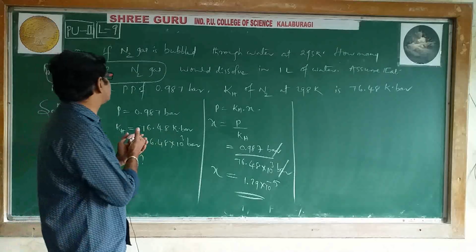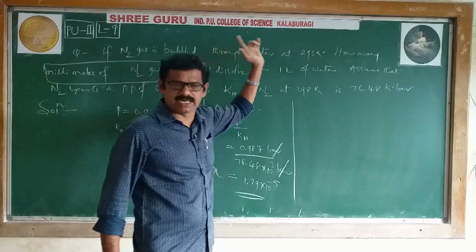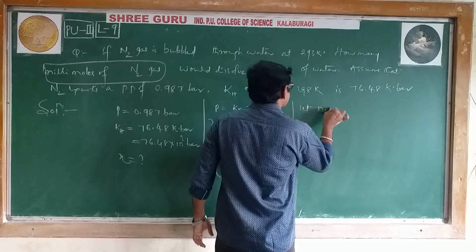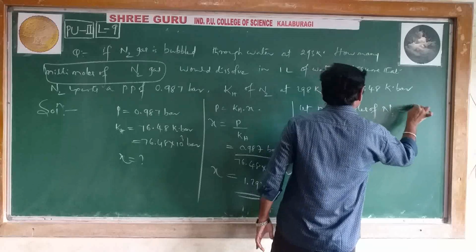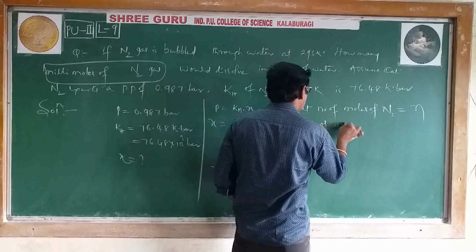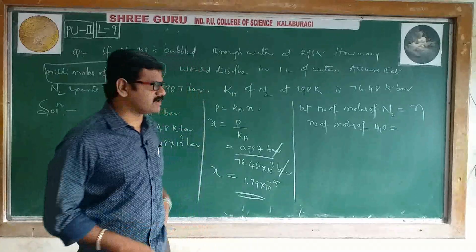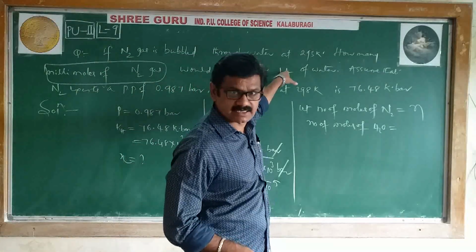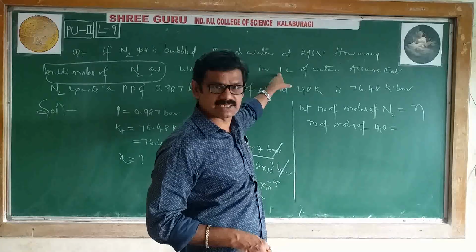Then what components are there? Nitrogen is present as well as water. Nitrogen is one component, water is another component. Suppose the number of moles of nitrogen is n. Next, the number of moles of water we can calculate here. Why? The water volume is available, 1 liter. 1 liter is nothing but 1000 milliliters.